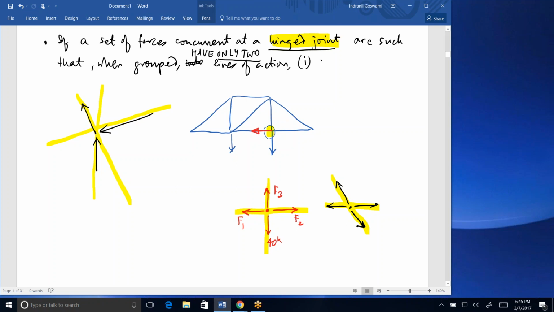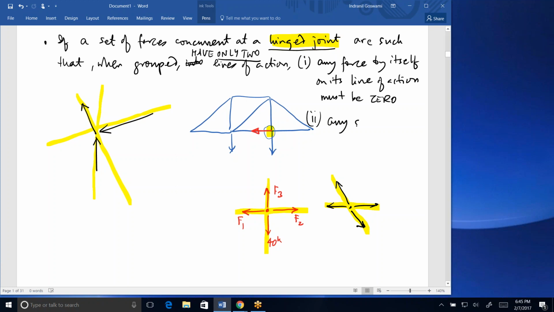Number one, any force by itself, a solitary force on its line of action, must be a zero force member. And number two is any solitary pair, in other words, nothing else but the pair. Okay? Nothing else but the pair must be equal and opposite.